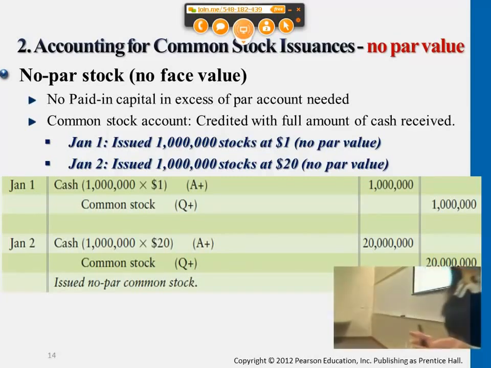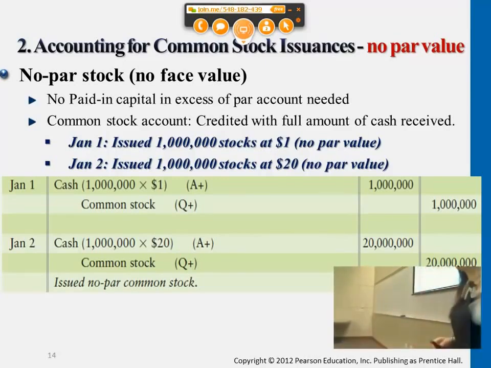Okay, so in some cases, if the problem tells you the company issues no par stock, that basically makes the case easier because there's no premium to consider. Whatever the issue price is, that's the price that you multiply by the number of shares to get the cash you collect. That's also the amount that you record common stock for. Okay, so there are two examples here.